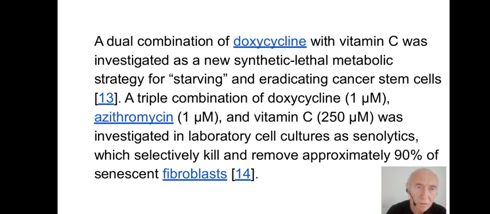So it was laboratory cell culture. Personally, I use such a combination. It works because, again, if you take oral vitamin C or ascorbic acid orally, the concentration is not enough to kill cancer cells and senescent cells. But with this triple combination, you don't need a very high concentration of vitamin C.